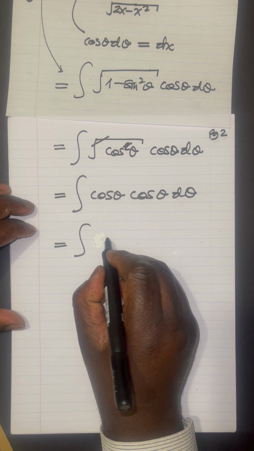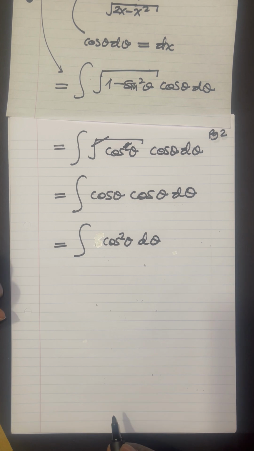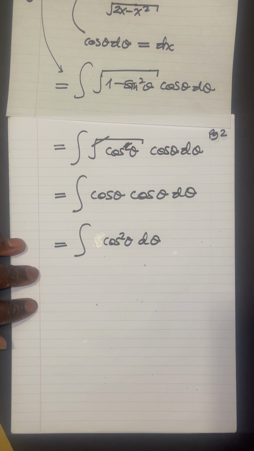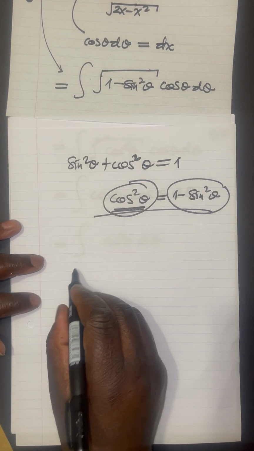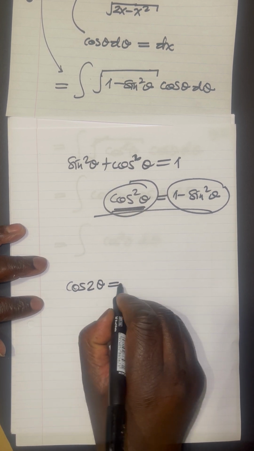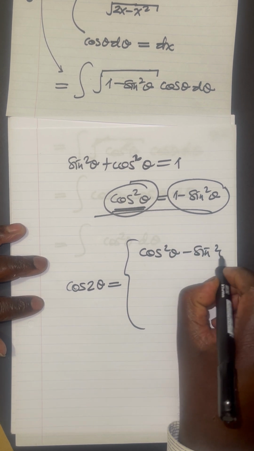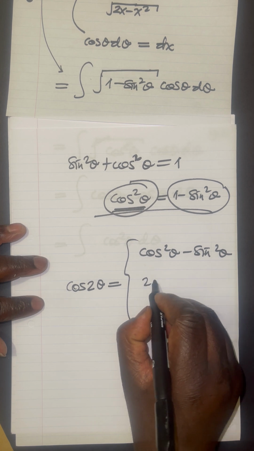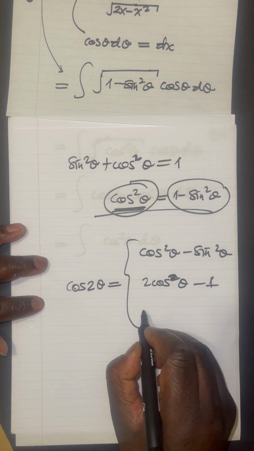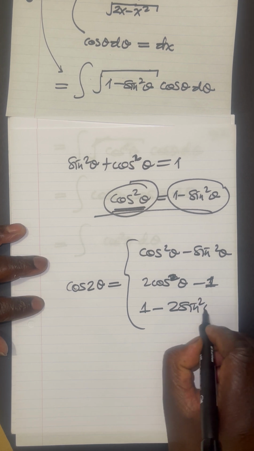Let me fix this up. I can write it a bit fast. So cos squared theta d theta, that's what we have. Now, again, this part here is a problem. It requires us to use another trig identity. Which trig identity? Well, double angle formula for cosine. So cosine of 2 theta is equal to 3 expressions. Cosine squared of theta minus sine squared of theta. The other expression is 2 cos squared of theta minus 1. And the last one is 1 minus 2 sine squared of theta.